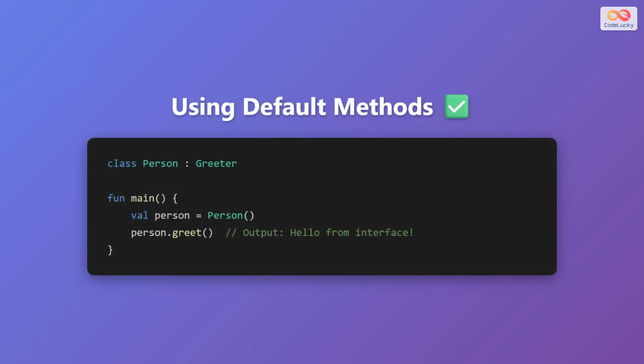Now, how do we use these default methods? We create a class called Person that implements the Greeter interface using a colon. Notice that the Person class doesn't need to override the greet method. In the main function, we create an instance of Person and call the greet method. The output will be "Hello from interface", because it automatically uses the default implementation from the interface.